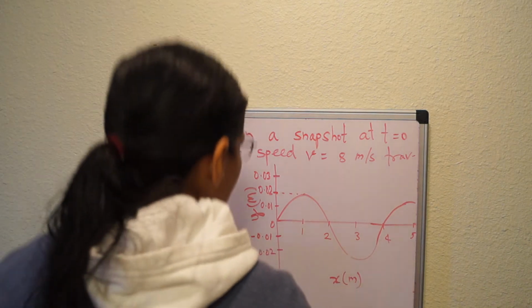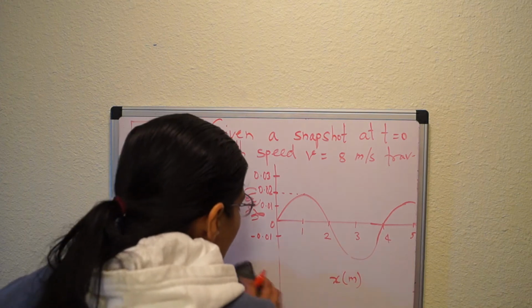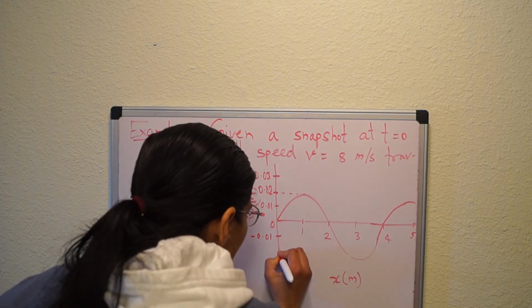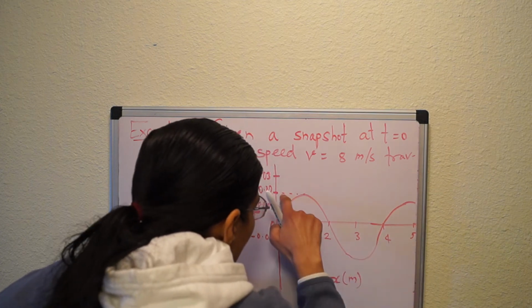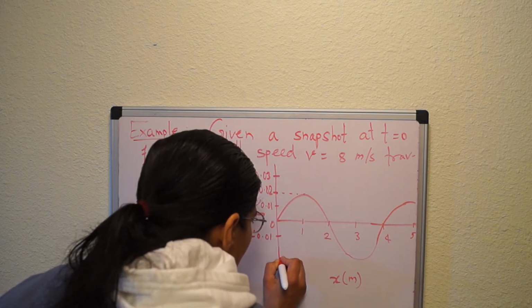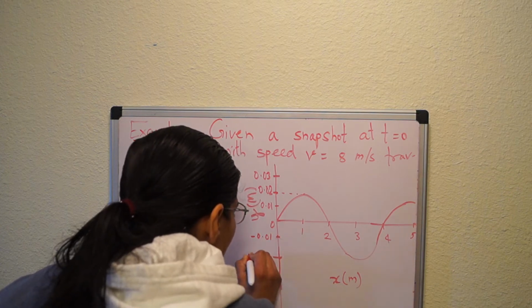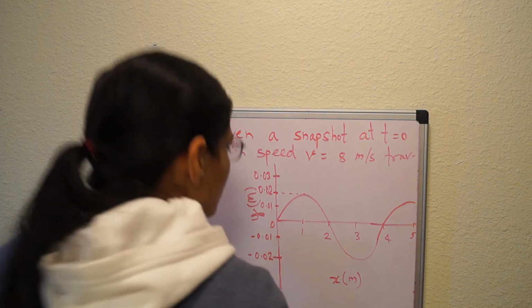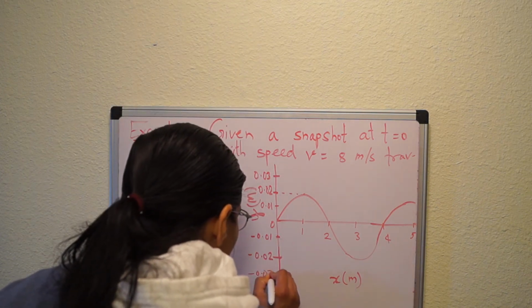This is supposed to be a very good scale, but my diagram is not to scale, guys. So this peak should be at the same height as this, okay? So make it minus 0.02, and then minus 0.03 and so on.